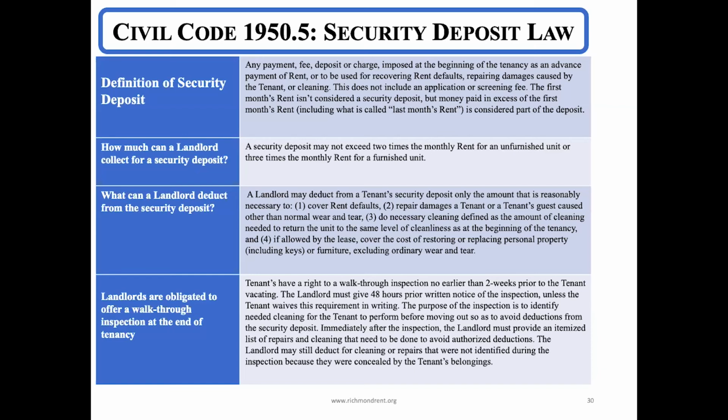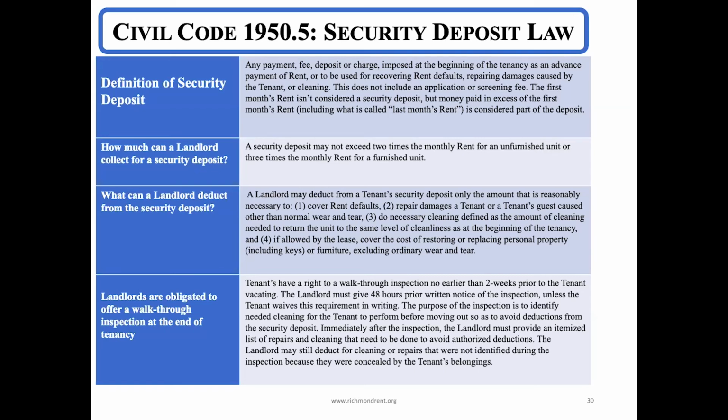Now, landlords are obligated to offer a walkthrough inspection at the end of the tenancy. Tenants have a right to a walkthrough inspection no earlier than 2 weeks prior to the tenant vacating. The landlord must give 48 hours notice of the inspection unless the tenant waives this requirement in writing. The purpose of this inspection is to identify needed cleanings for the tenant to perform before moving out, so as to avoid deductions from the security deposit.